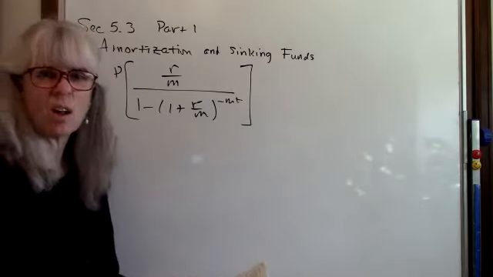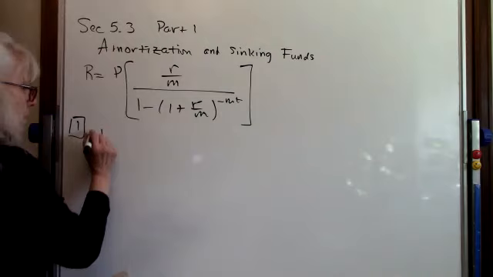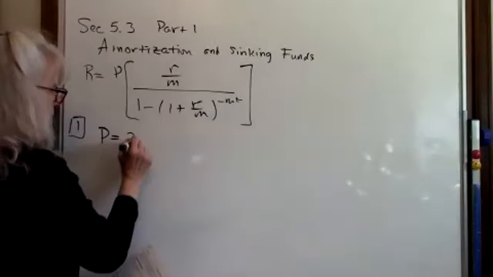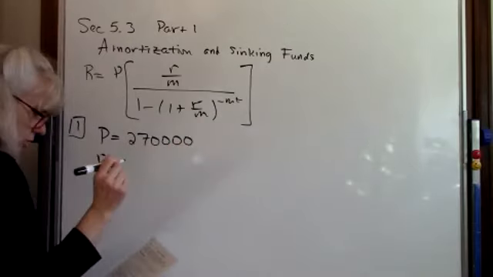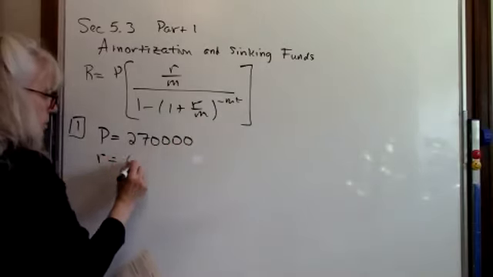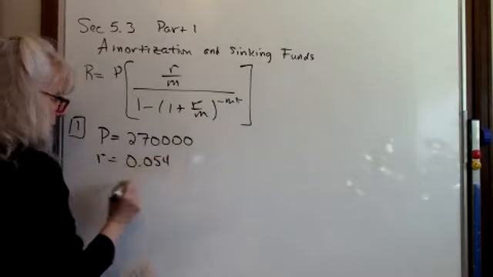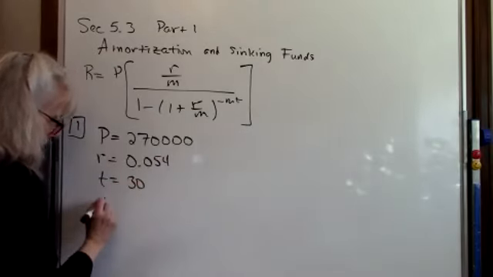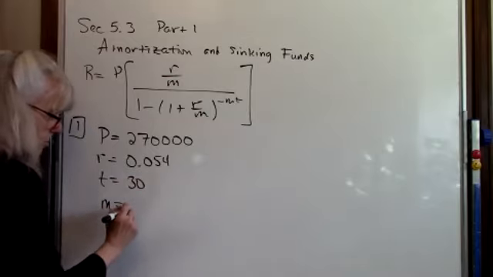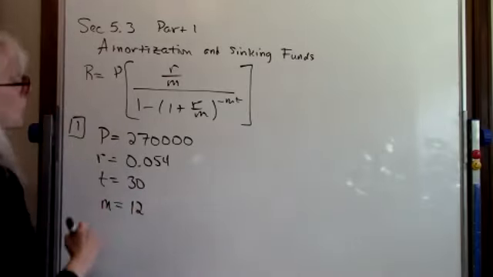So let's go identify all of our variables first. P is how much we're borrowing and that we'll need to pay back. That's the $270,000. Little r is our interest rate, which we know is 5.4%, so 0.054. T is our time, which in this case is 30 years. And they're making monthly payments, so our conversion period is 12. And now we'll plug into our formula.